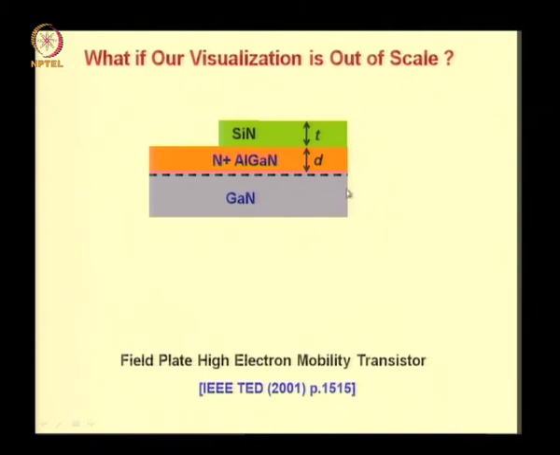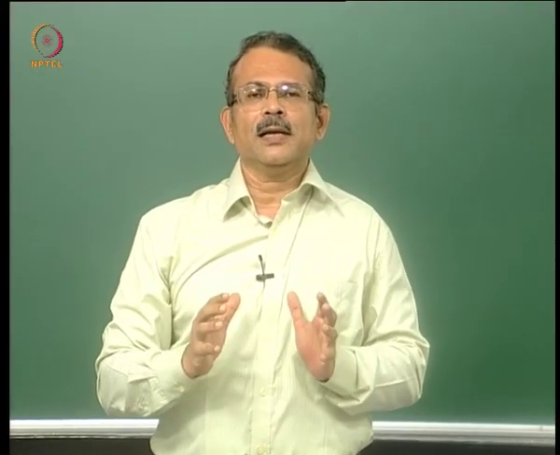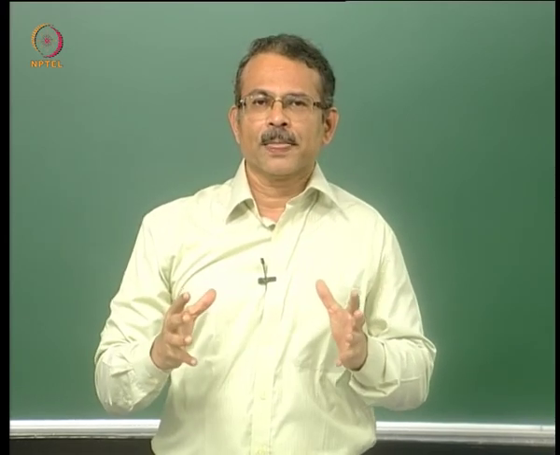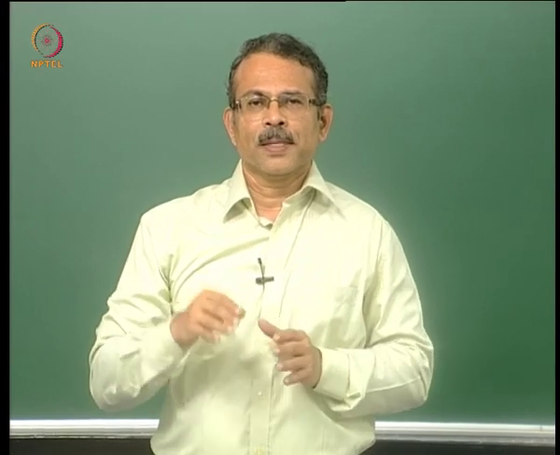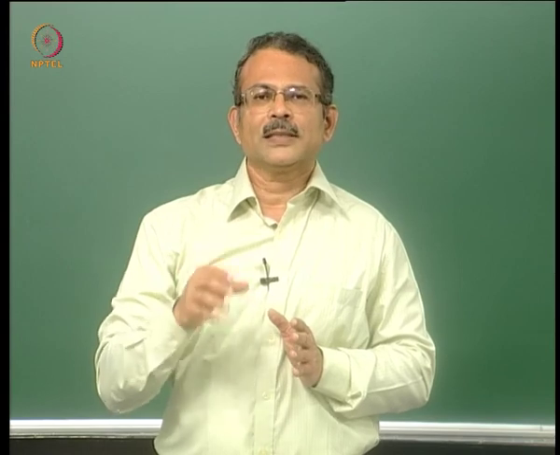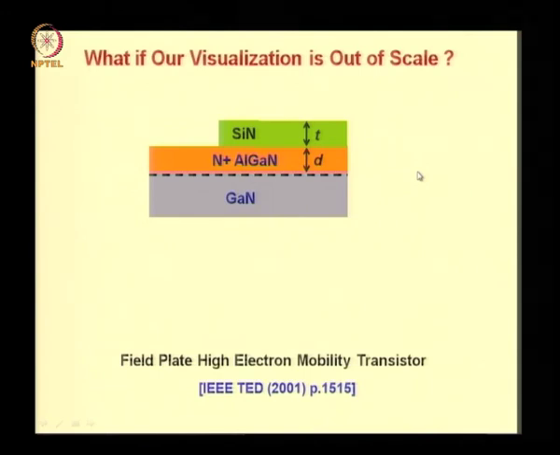This is how the layer arrangement looks. T is the thickness of the silicon nitride insulator and D is the thickness of the aluminum gallium nitride semiconductor. Now I want to remark that it is not necessary to understand the operation of the high electron mobility transistor and the field plate in detail for grasping the discussion regarding the difficulties arising from visualization out of scale. Okay? So we only focus on a small part of this device operation here.